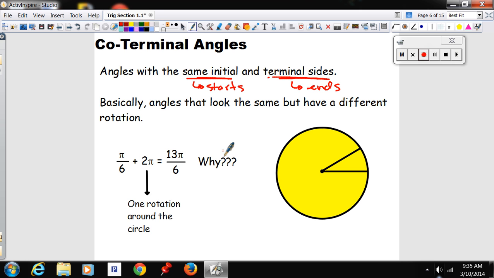Like this angle right down here starts here and ends right there. Right? Starts flat and ends right there. But what would happen if I started here and went like this? Did I still start in the same place? Did I end in the same place? So it's the exact same looking angle, but it's going to have a different measure because one went up and one went down. Right?